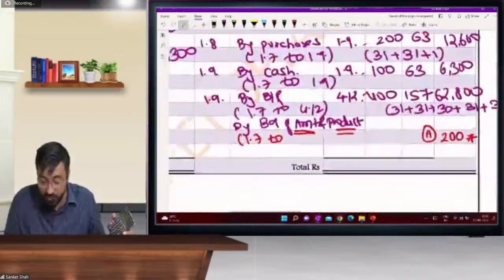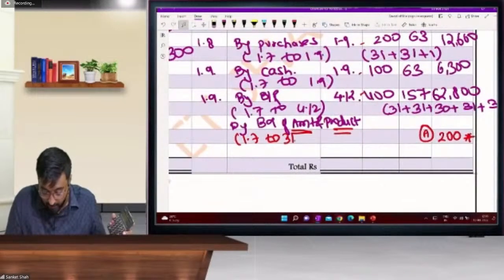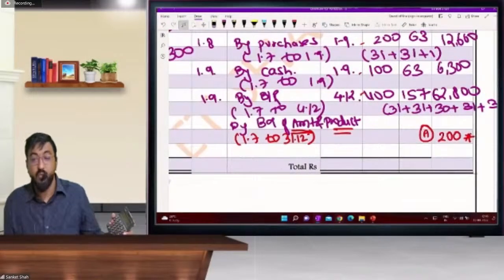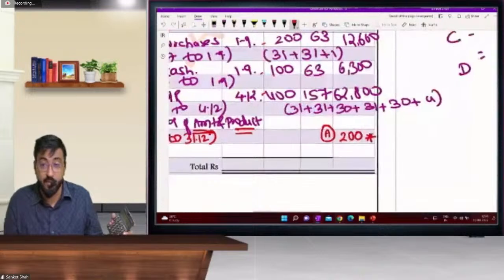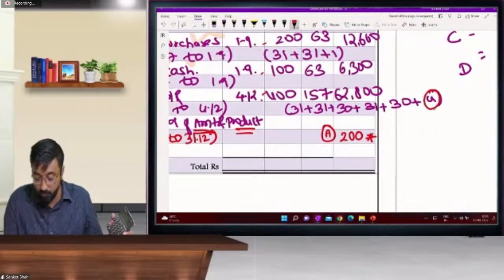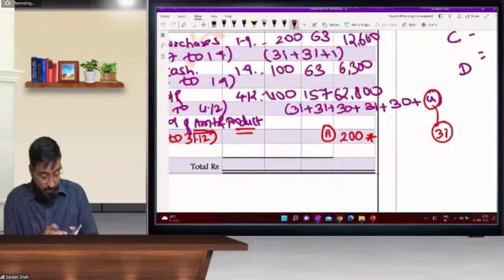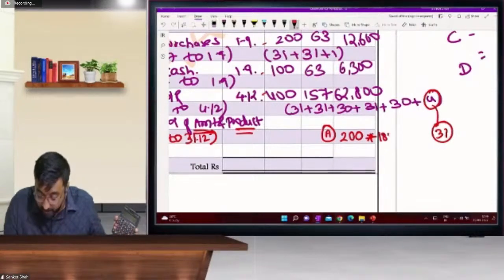Please don't ask me why. This is a procedure. 1st July to 31st December. So beta, instead of 4, you will consider 31st. 157 में से 4 माइनस करता हूं, और 31 ऐड करता हूं. How many days? 184 days.